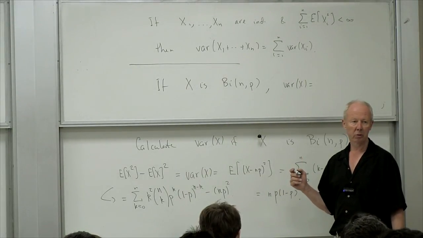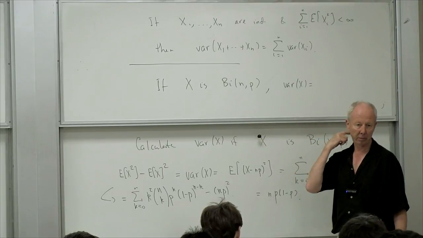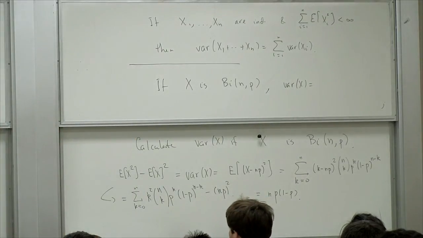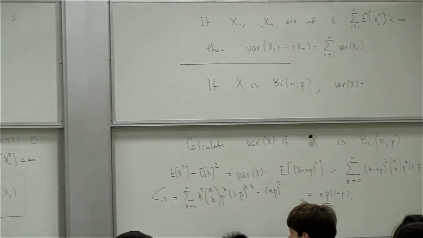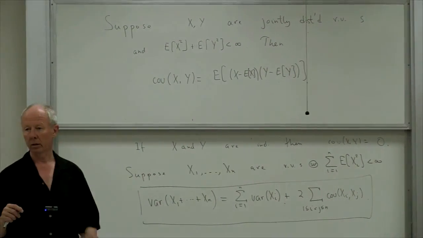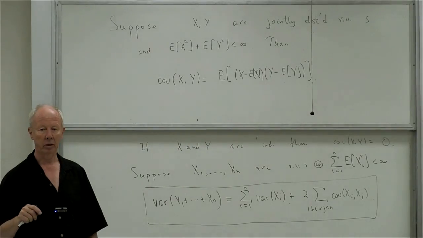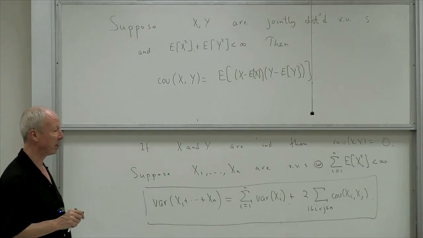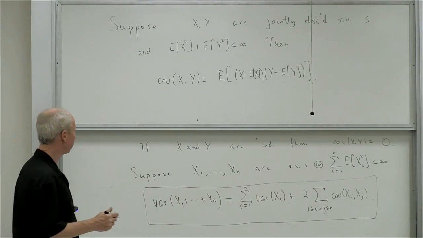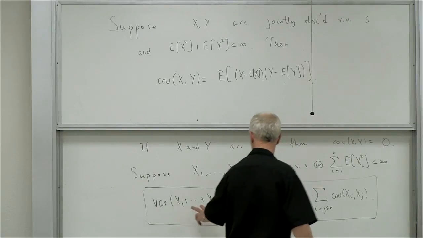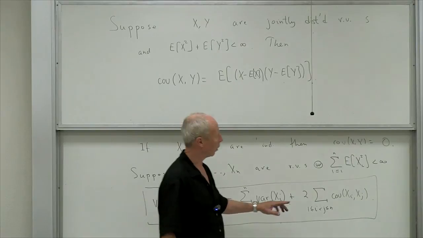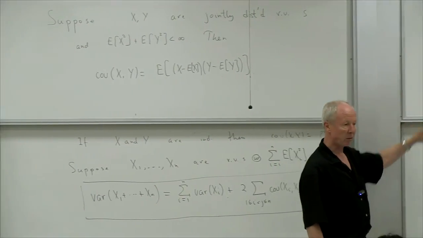Here's another way to compute the variance of a binomial with parameters n and p. What's a binomial with parameters n and p equivalent to? It's equivalent to the sum of n independent Bernoullis with parameter p. The binomial with parameters n and p has the same distribution as the sum of n independent Bernoullis. Why do we know that? The moment generating functions are the same. So if we have n independent Bernoullis, the variance of their sum would be the sum of their variances. But what's the variance of a Bernoulli?